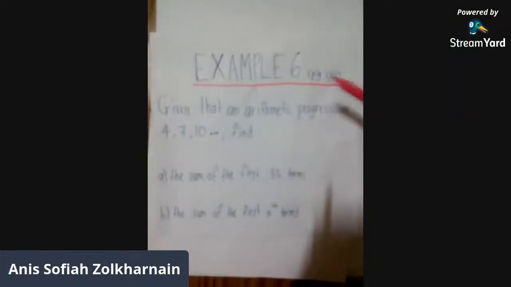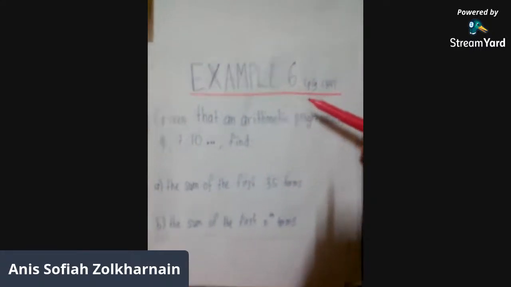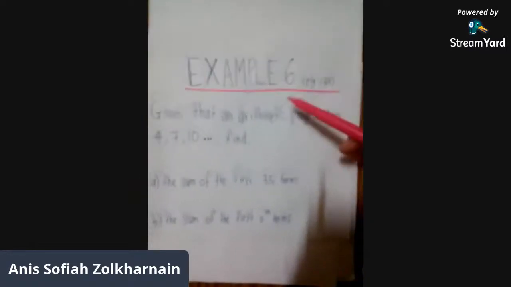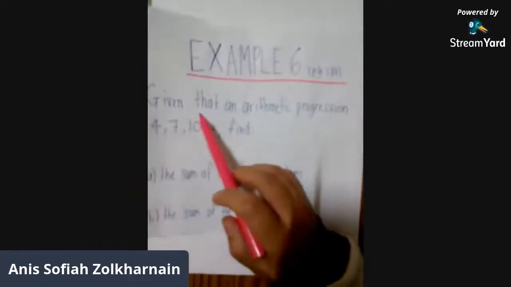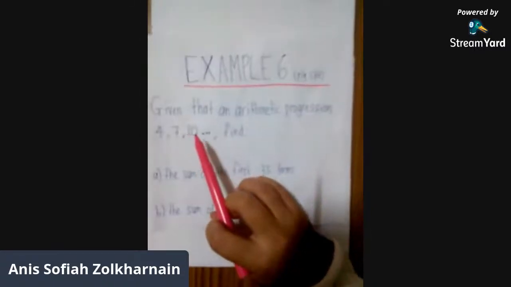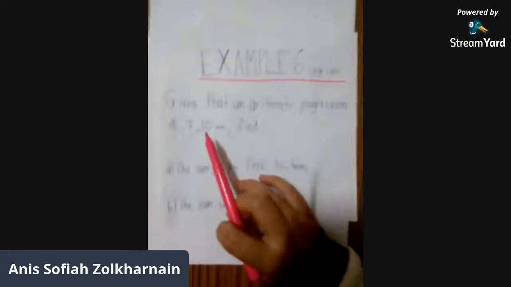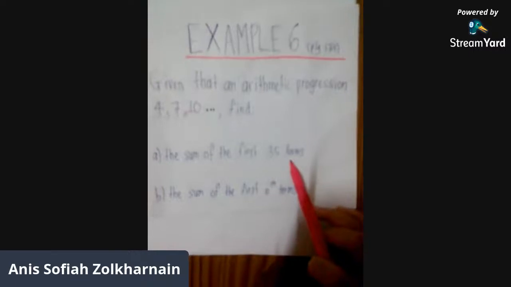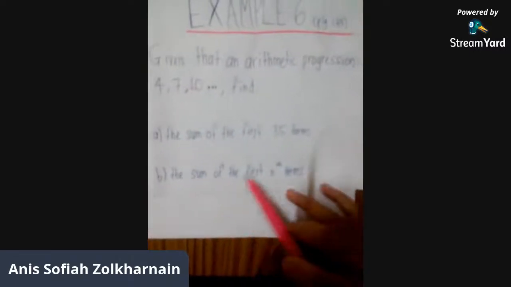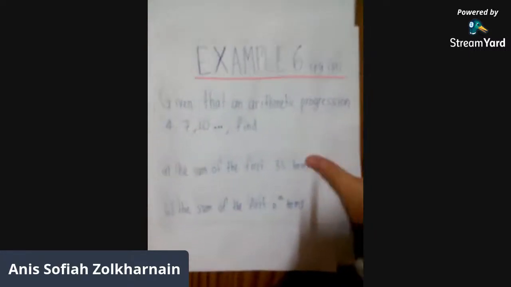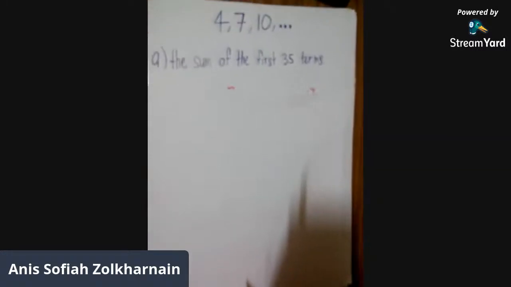Today I will be explaining example 6. You can refer to page 134 in the textbook. Example 6. Given an arithmetic progression 4, 7, 10, and so on, find A, the sum of the first 35 terms, and B, the sum of the first n terms. We will look at both questions one by one, and I will go by question A first.